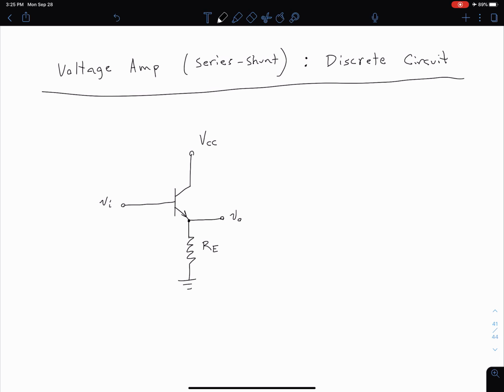Let's look at an example now of a discrete circuit that operates as a voltage amplifier. In this case, you might recall that this type of configuration is called an emitter follower. And so what we can see here is if we add labels corresponding to our ideal feedback, we know that our input voltage has to equal our feedback voltage plus our error voltage.